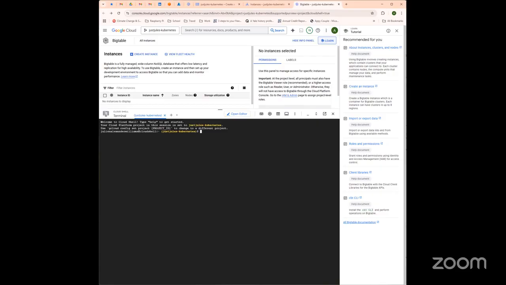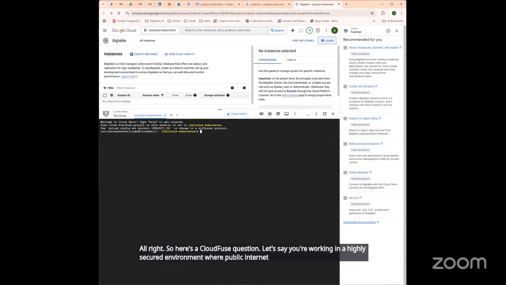All right. So here's a Cloud Fuse question. Let's say you're working in a highly secured environment where public internet access from the Compute Engine VMs is not allowed. You do not yet have a VPN connection to access an on-prem file server, but you need to install specific software on a Compute Engine instance. How should you install it?